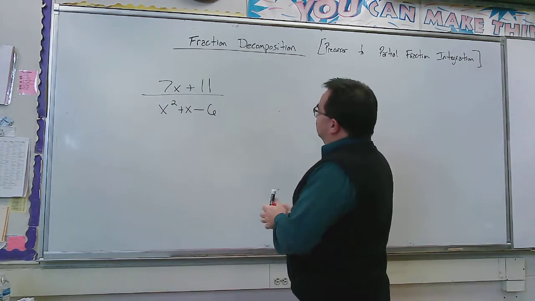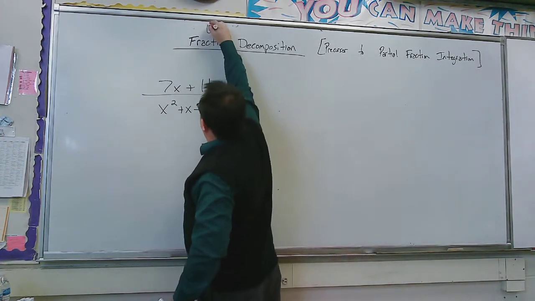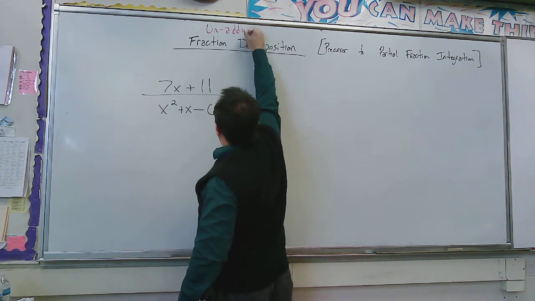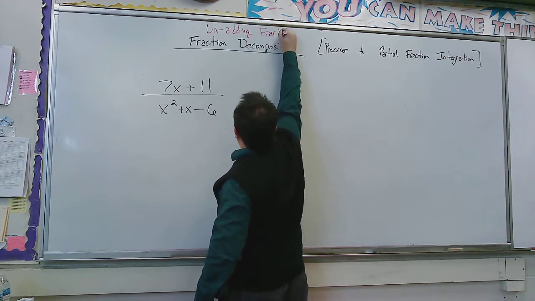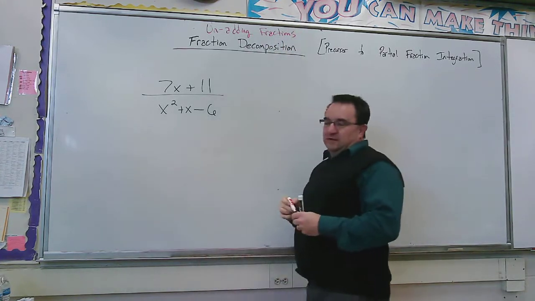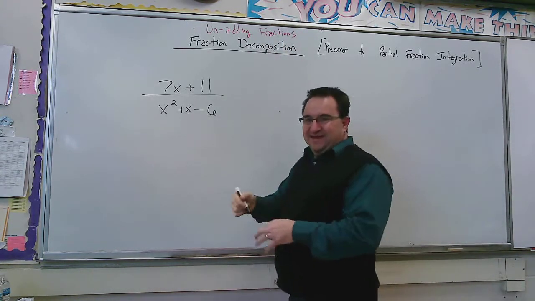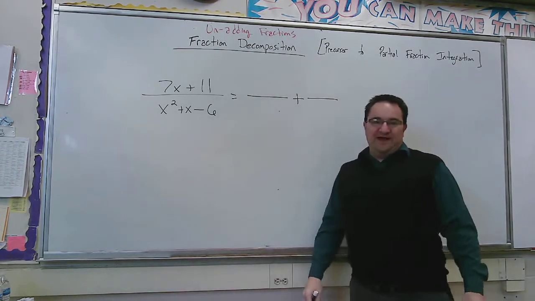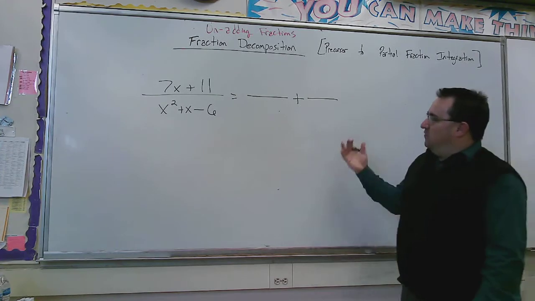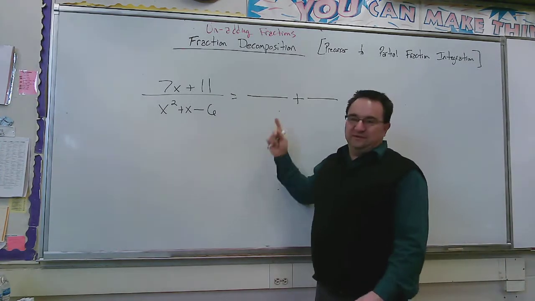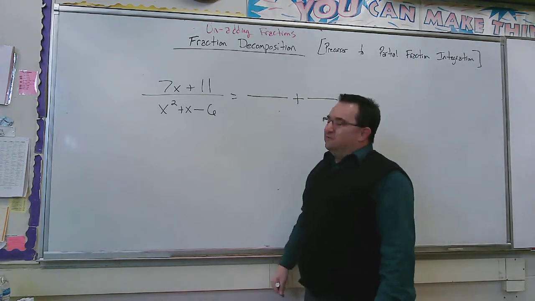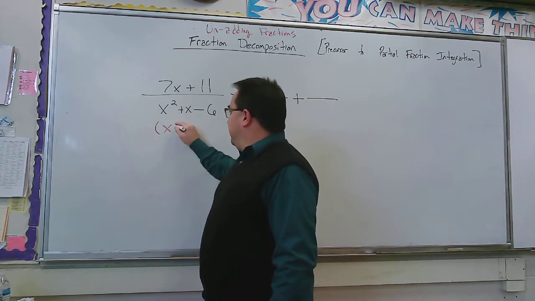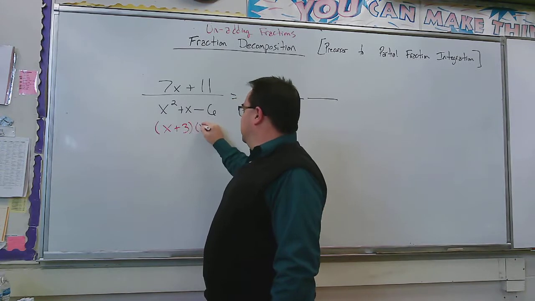Now, one way you can think of fraction decomposition is adding fractions. What is going on here is we are thinking of this as the answer to an addition of fractions problem. And what we've got to do is come up with what these were. I know that's weird, but here's how you do it. You start by factoring, if possible, the denominator.